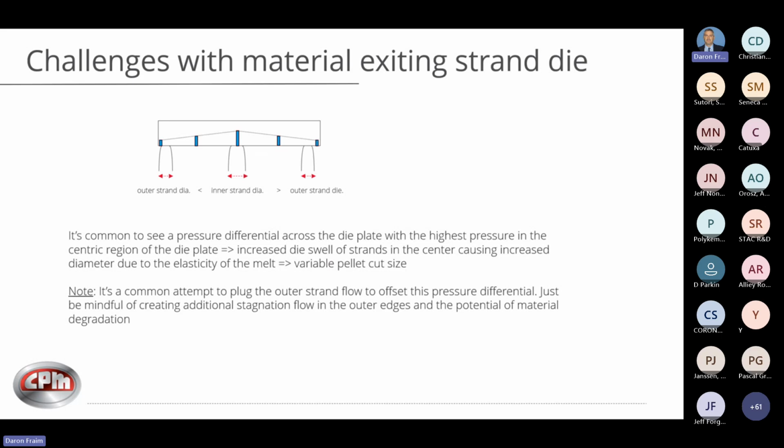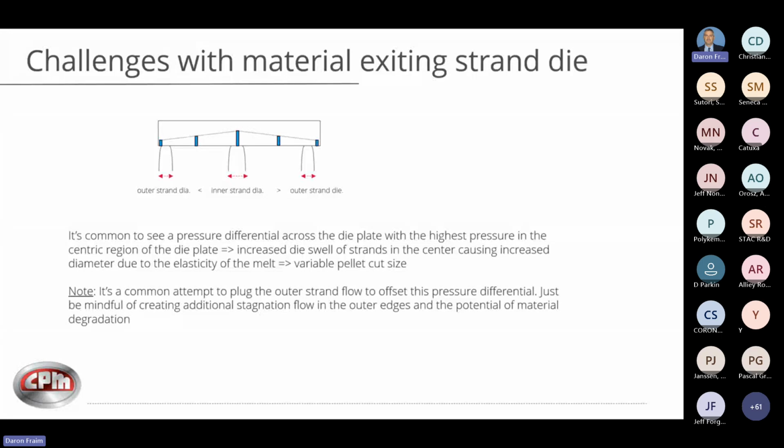Some materials have a tendency to have higher die swell. In general, it's typical to see a little more pressure in the center area of that die plate. So it's not uncommon to see, if you look closely across your die face, the diameter of those strands a little larger toward the center. A lot of that's due to edge flow stagnation. The pressure is typically higher in the center region. It's challenging to really have very even pressure distribution across that die plate.